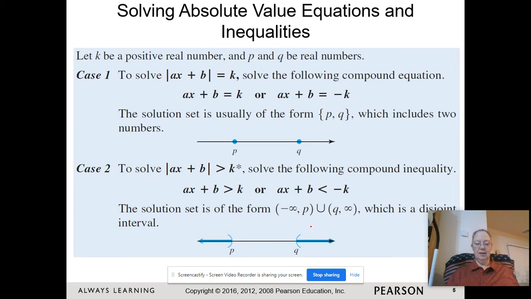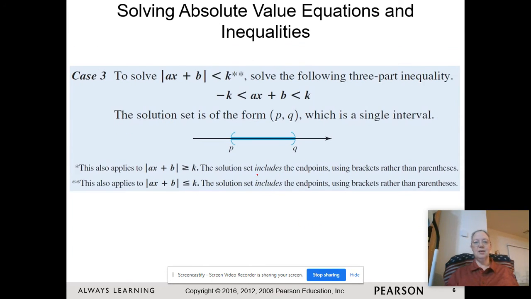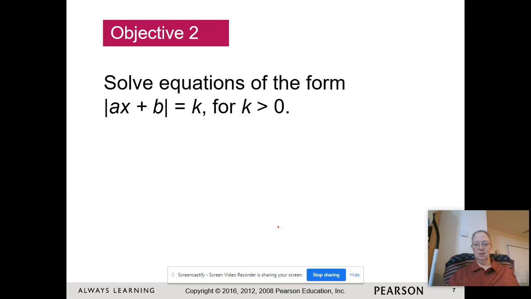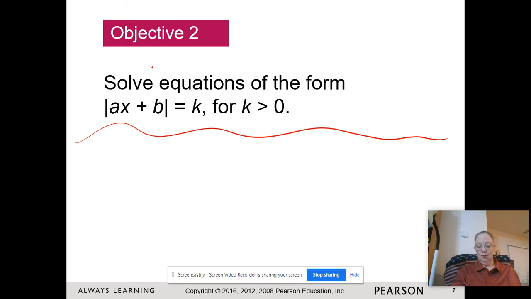Okay, and the next one, case 3, is when it's less than or equal to. When it's less than or equal to, this is an and situation. I will show you why an and situation, intersection, turns into this. Before we do this, I want to show you why an and situation turns into a 3-part inequality.